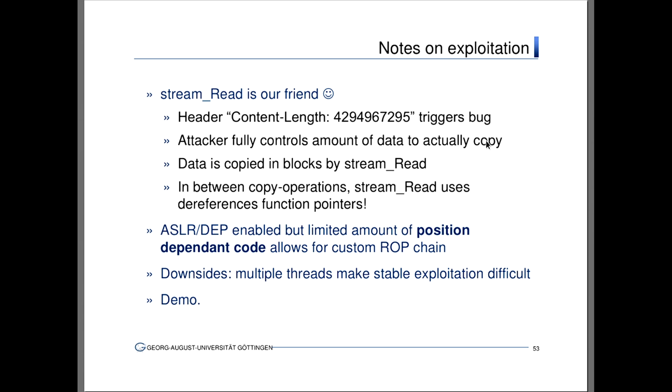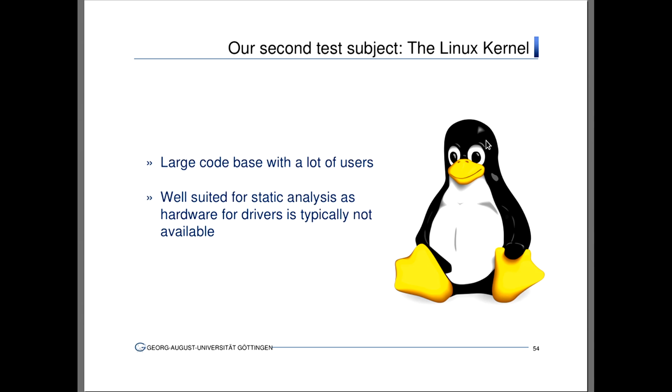Now, ASLR and DEP are enabled, but there is a bit of position-dependent code that we can use to build a small ROP chain for the exploit. The downside is this is not so stable, at least for my POC exploit. So I'm going to show you a POC exploit now, a proof of concept, but I only took a couple of days for this, so it's not very stable, but yeah, it will work at some point.